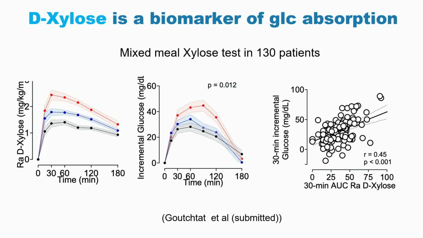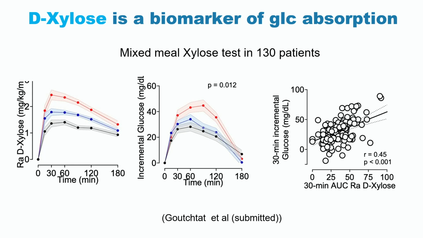So we are using, and you should look that name, it's going to be big in the coming years, xylose. It's an old story, but we have just rejuvenated it. Xylose is a pentose, which is absorbed the same way as glucose, same transporter, but it's not metabolized. So it stays in the blood, and you can measure it. If you just measure it very simply, you'll see what is absorbed.